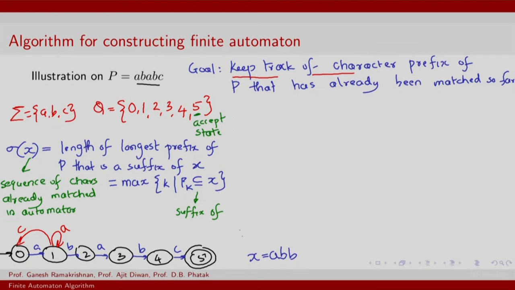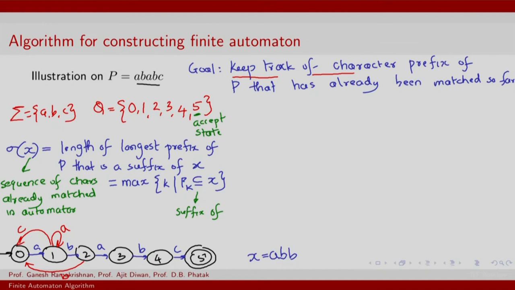Well, it turns out that it is 0. So, when I see a B in state number 2, I have no option but to go back to 0. This is also intuitive for the string ABB. You basically have to start any subsequent matches from scratch, from the start of P.